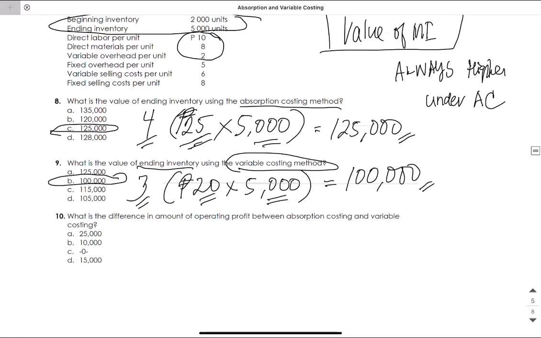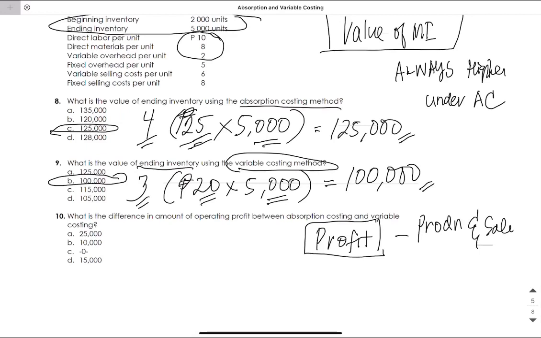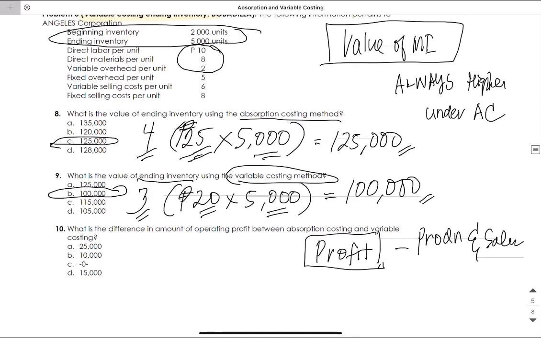But in reference to what we have learned in the previous problem, when we are asked about the profit, it depends. Sometimes net income under absorption is higher. Net income under variable may also be higher in some cases. It depends on the difference between the production and sales. So when we are asked about the value of merchandise inventory, it is always higher under absorption costing, but when it comes to profit, it depends on the units produced and units sold.